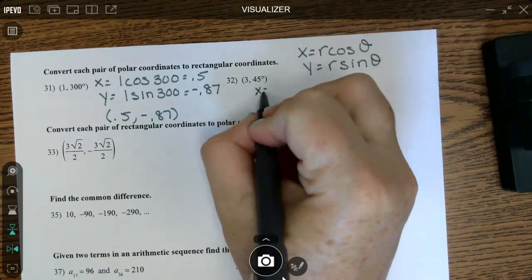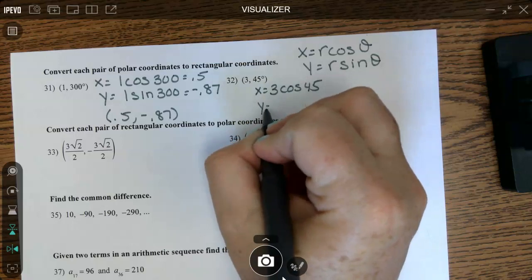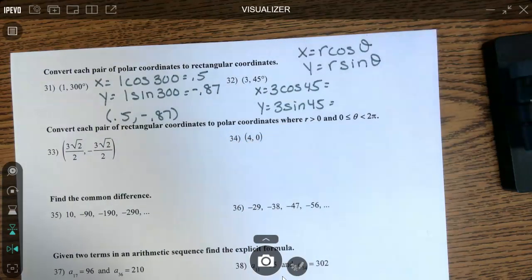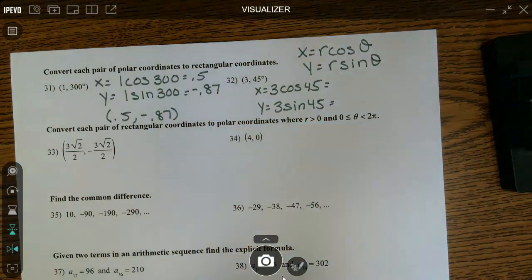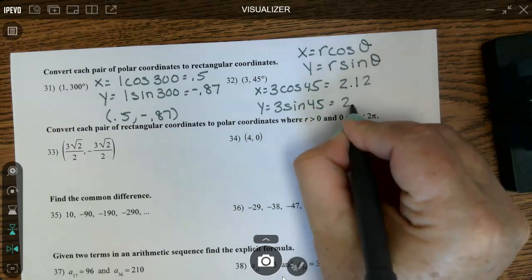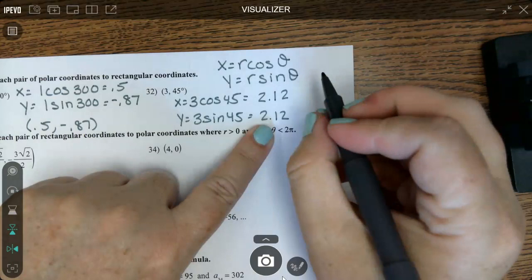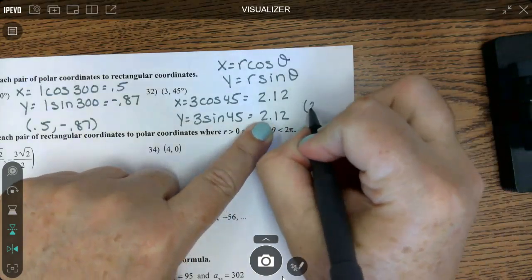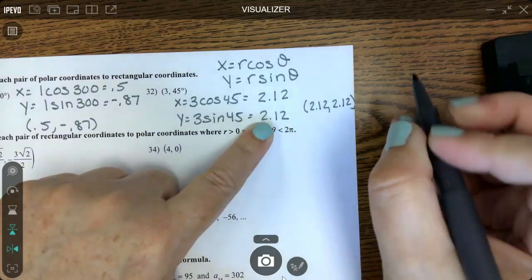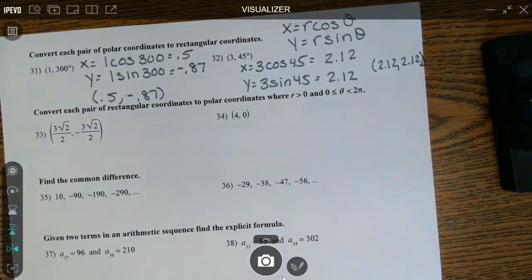So x equals 3 cosine 45 and y equals 3 sine 45. We get 2.12 and 2.12. Now it is okay that we have the same ordered pair because anything that's a multiple of 45, we do get the same answer. If you go back to that unit circle, x and y is the same.